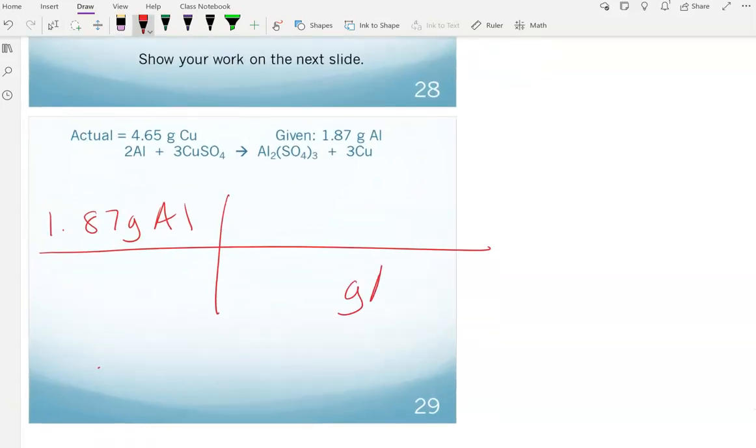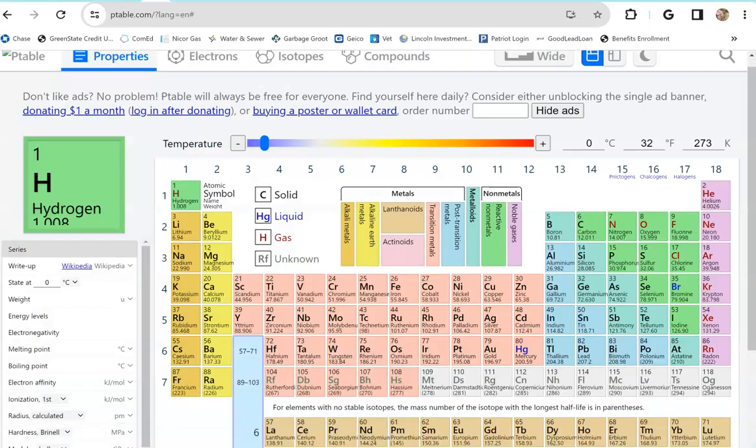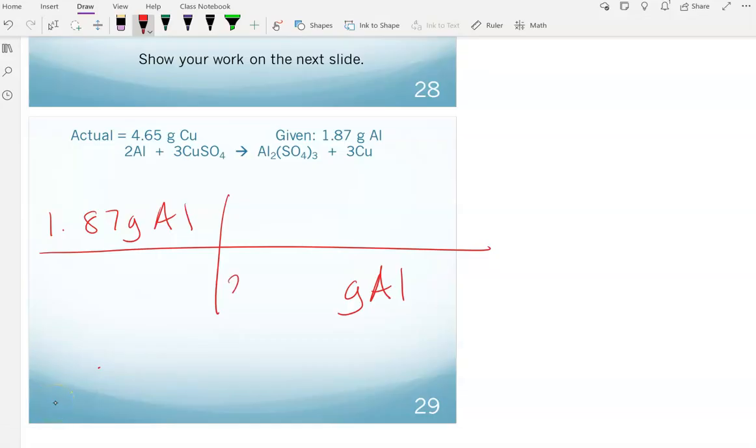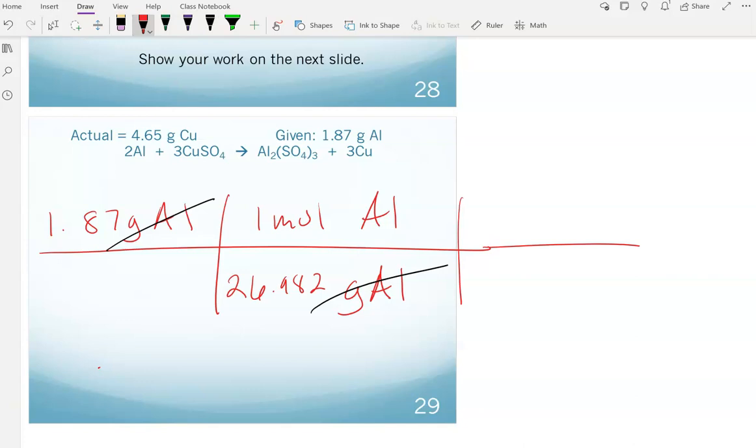So in the bottom here, I know this has to be grams of aluminum, which we need molar mass for that. So 26.982. We don't have to do any calculations because it's just aluminum, so I just have to look on the periodic table for that number. And then that's equal to the thing that goes above it, 1 mole of aluminum. All I've done is convert grams into moles.